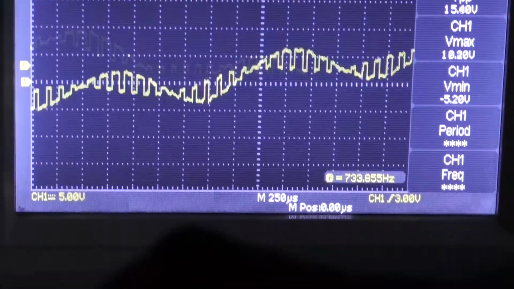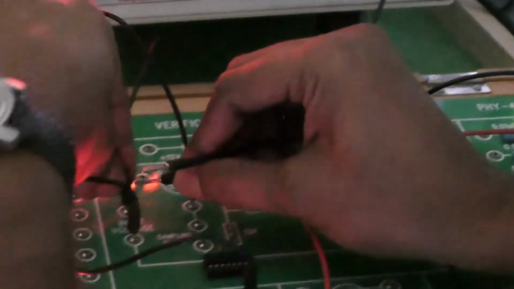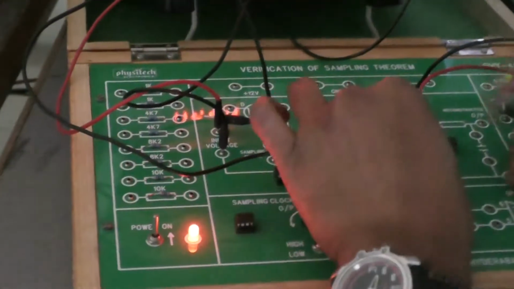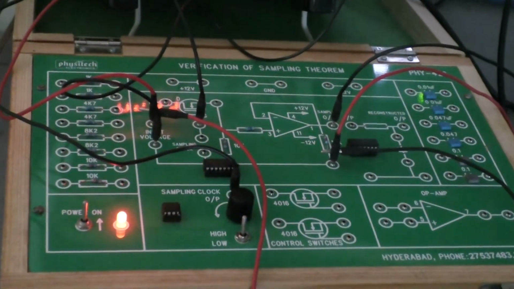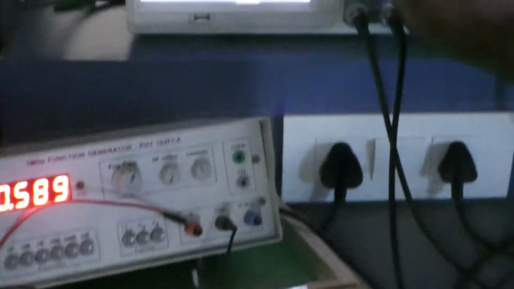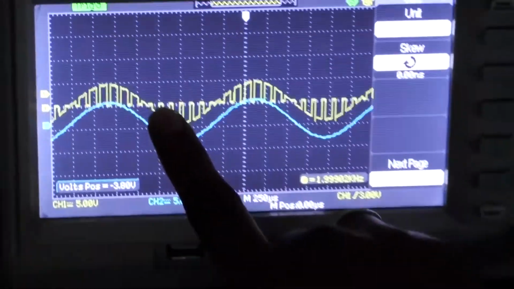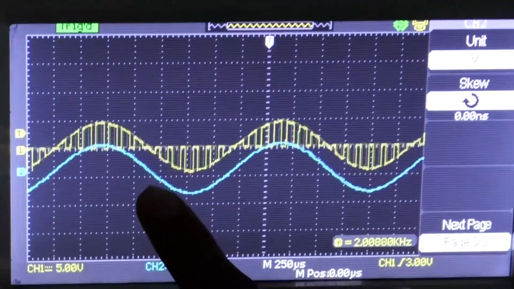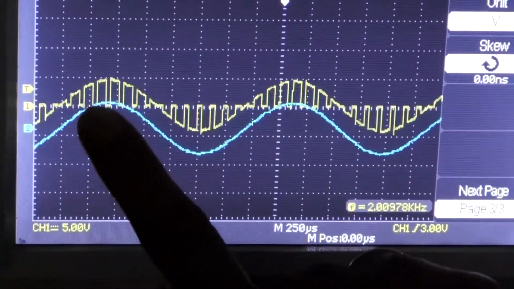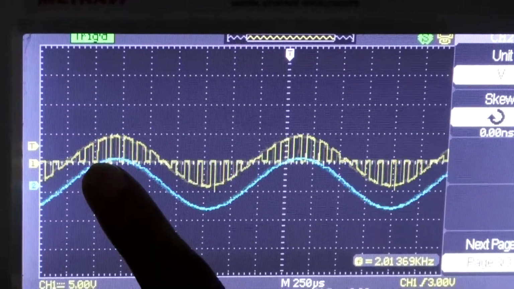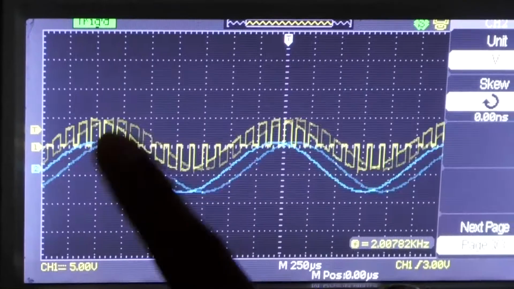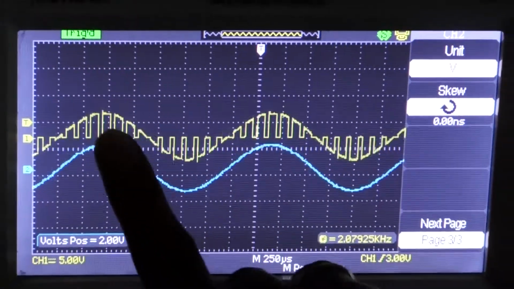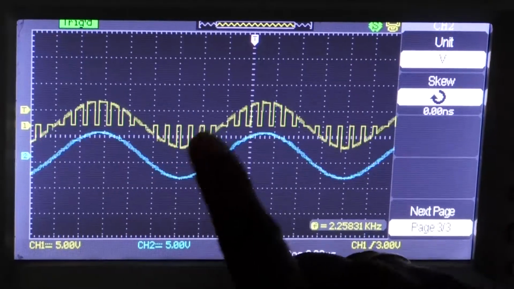For that purpose, I am just considering the input signal. Again I am giving the input signal to channel 2. Here you can see, the green color indicates the input signal and the yellow color indicates the sampled version of that input signal. After applying the clock frequency, the amplitude of the input message signal is discretized, that is, in terms of discrete pulses. See, these are all the discrete pulses.